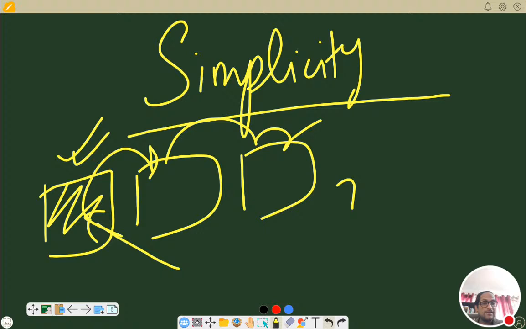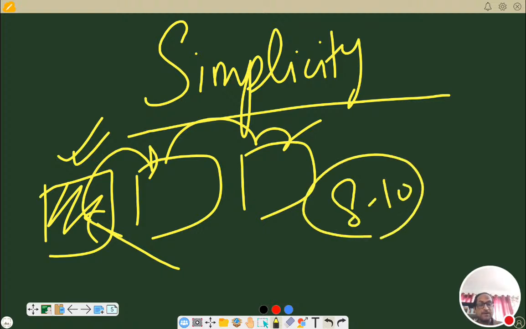Remember that there are only 8 to 10 material blocks overall which you have to study. What is happening here? Information overload. Why information overload? Students also ask for lots of information.